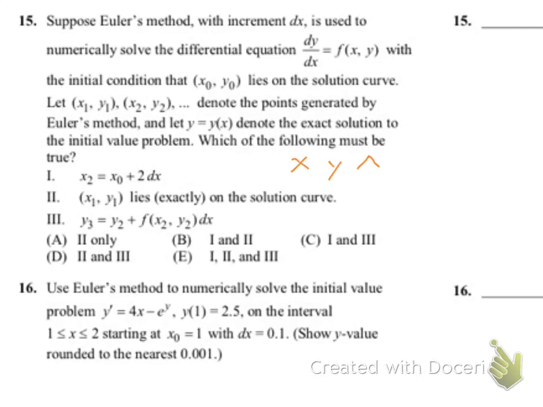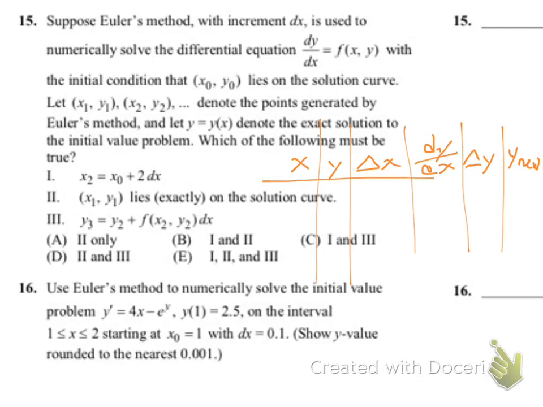We've got x, y, delta x, we have dy dx, we have delta y, and y new. So these are the things that we put into the table, and y new is just like the new y, that's projected y using the differential equation rather than the actual function itself. Okay, so here's our little table all set up. You start with an initial value, and the way the table goes, we call them x naught and y naught.